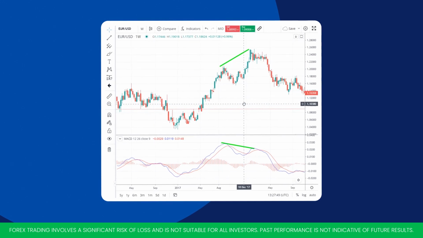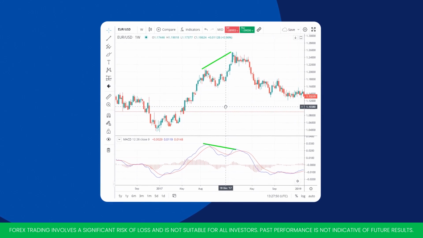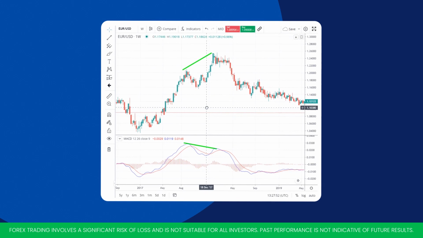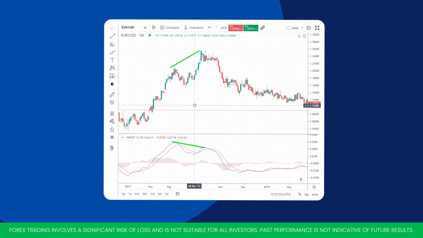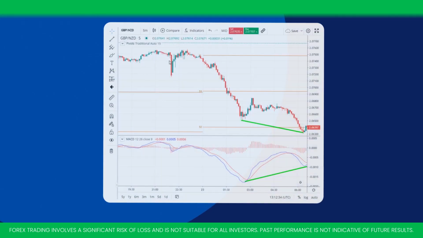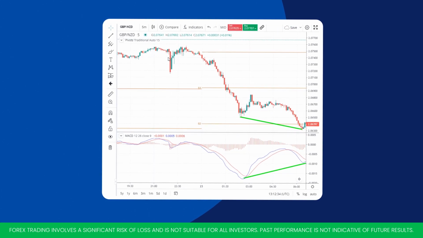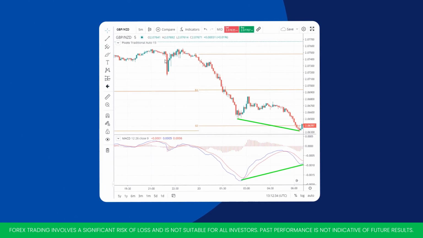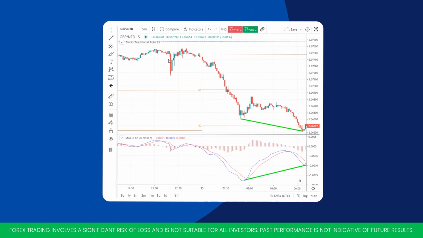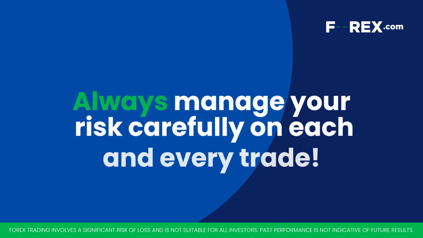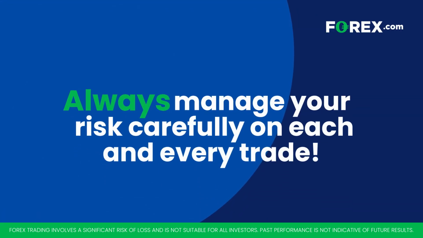This being the case, if there is a divergence in play, it would be a red flag for any trend following setup that may be developing. Equally, MACD divergence might be one element of a counter trend or trend reversal trading strategy. As always, whatever your approach to trading the markets, always make sure that you are carefully managing your risk on every trade.